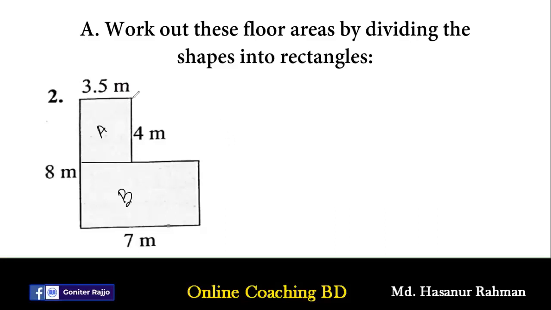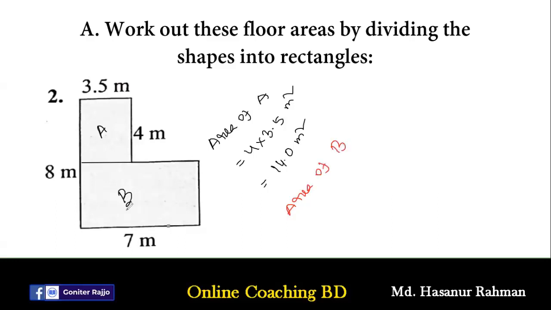We can see that at rectangle A, length is 4, breadth is 3.5. So we can write area of rectangle A equals 4 multiplied by 3.5 square meter. So if we multiply 4 by 3.5, that is 4 5s are 20, we have 2, 4 3s are 12 plus 2, 14. So 14.0 square meter. Now we have to find out the area of rectangle B.